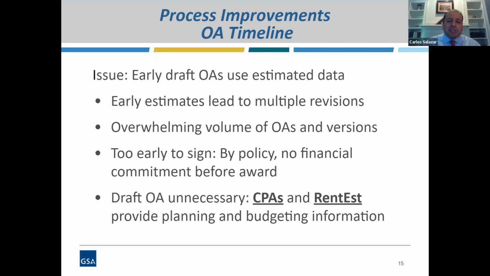We realized that it was really too early to sign an OA at the outset of the project because customers don't have any financial commitment until GSA makes an award anyway, per our own pricing policy. And finally, we found that draft OAs were unnecessary because we're already providing planning and budgeting information through our client project agreements, CPAs, and the GSA rent estimate.